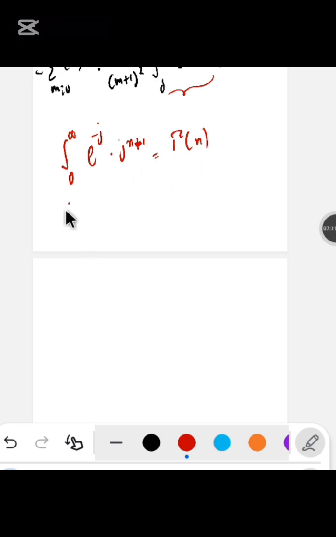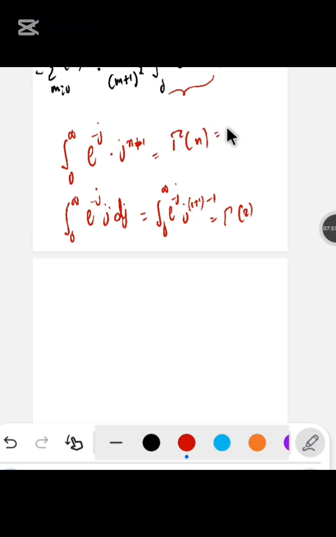So we can now write my integral, which is the integral from 0 to infinity of e raised to the power of negative j times j dj. So I can say this is equal to the integral from 0 to infinity of e raised to the power of negative j multiplied by j raised to the power of 1 plus 1 minus 1, because 1 plus 1 is 2 and 2 minus 1 is still what? Still 1. So we can say this is equal to gamma of 1 plus 1, which is 2. And then remember that gamma of n is equal to n minus 1 factorial. So definitely gamma of 2 will be equal to 2 minus 1 factorial, which is 1 factorial. And 1 factorial is what? 1. So that shows that this integral right here is 1.